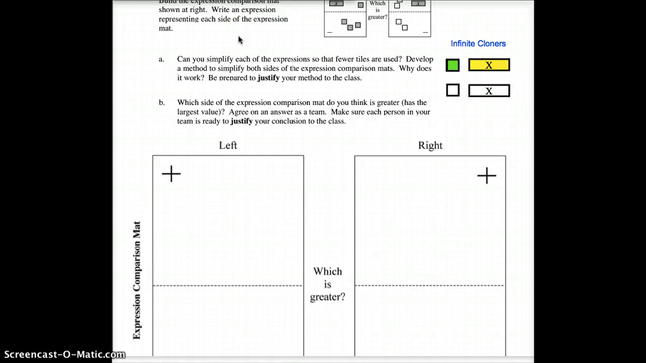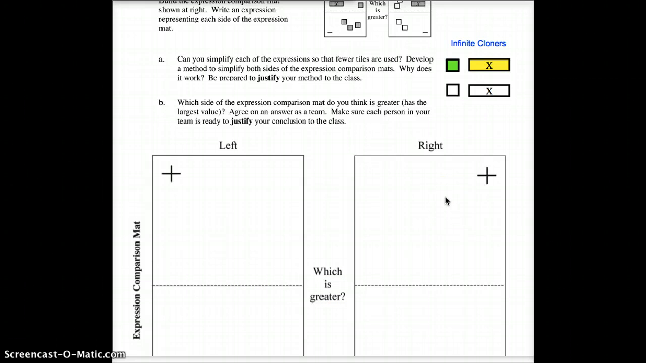Today our goal is going to be to compare equation mats, taking the left side of an equation mat and comparing that to the right side. A lot of times we call the left side an expression and the right side an expression, and when we combine those with an equal sign or an inequality sign, that becomes an equation. So let's take a look at how we can combine.